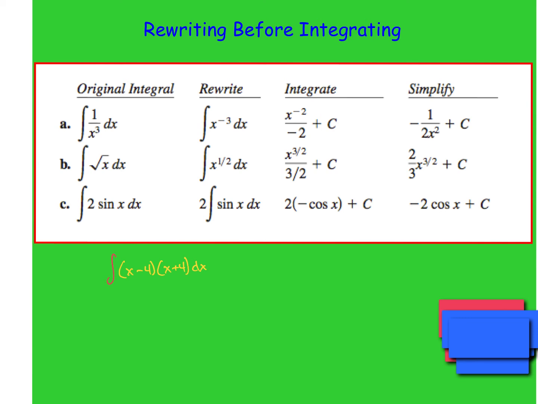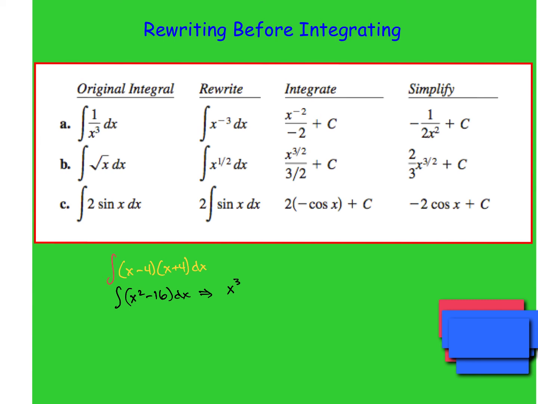I can't do this yet. What would I have to do first? Put it together. I'd have to put it together. And so this is really taking the integral of what? X squared minus 16. All right. So now when I take an antiderivative, this x squared would end up being what?